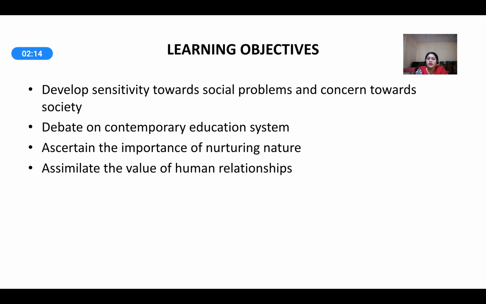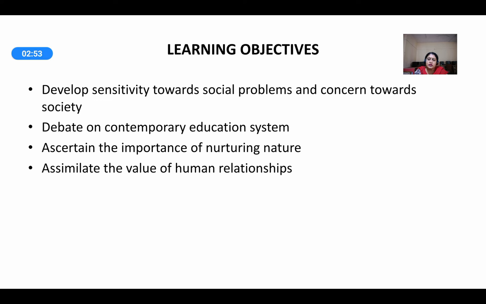Learning objectives. The student can think of developing sensitivity towards social problems and concern towards society. This lesson in particular should serve as a role model to all the youngsters, because here in this lesson there is a small tribal child, hardly 7 years old. The maturity and sensitivity displayed by the child should serve as a lesson to not only the students but also the teachers for that matter, and this session will help us to develop sensitivity towards the prevalent social problems and also cultivate concern towards society.